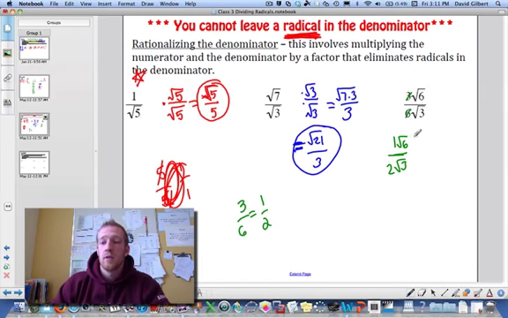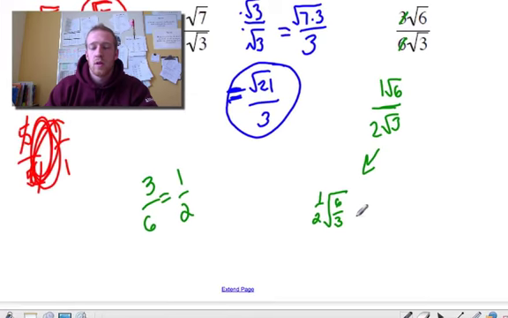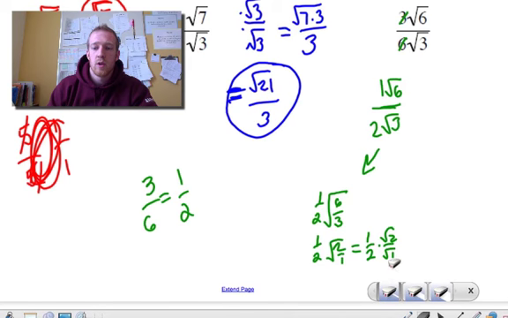Now, you should notice that 3 goes into 6. So this is what you should do. You should notice that, so you have a 1/2, and you have a 6 over 3, and then that reduces to 1/2 root 2 over 1, which is the same as 1/2 times root 2 over root 1. Root 1, square root of 1 is just 1. Anything times 1 is itself, so I just have this times 1. And that leaves me with root 2 over 2.